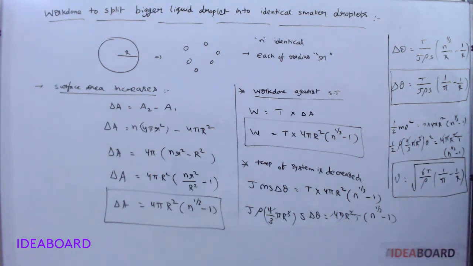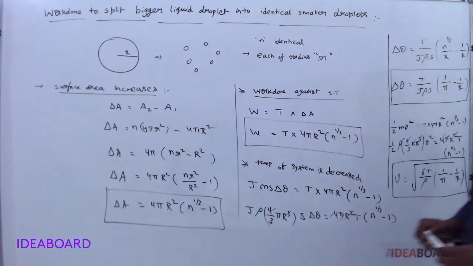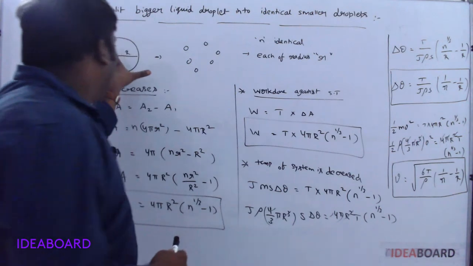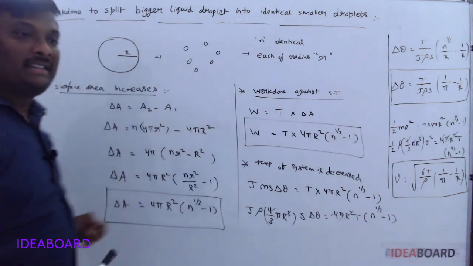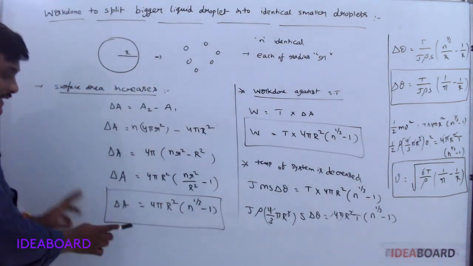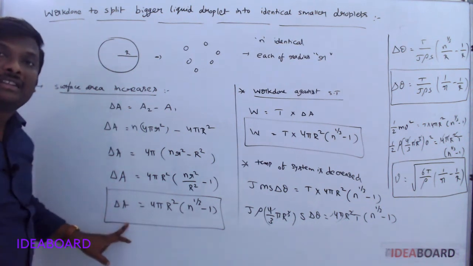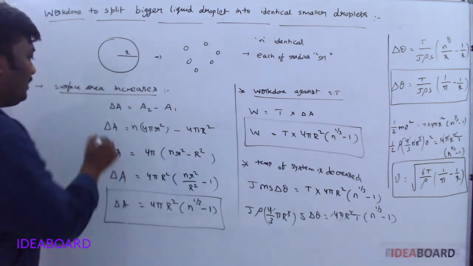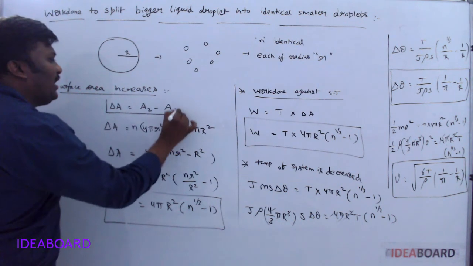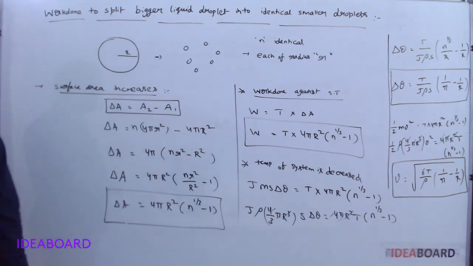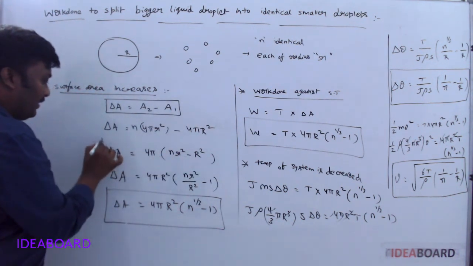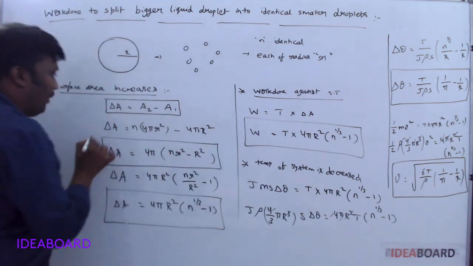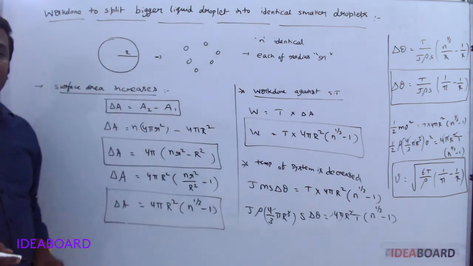These are examination questions here. That's why please keep the final answers in your brain. When a bigger droplet splits into smaller droplets, the surface area increases by 4 pi r square into n power 1 by 3 minus 1. The general formula to keep in mind is A2 minus A1. If they give small r and capital R, this is the formula. So three formulas are to be kept in mind.